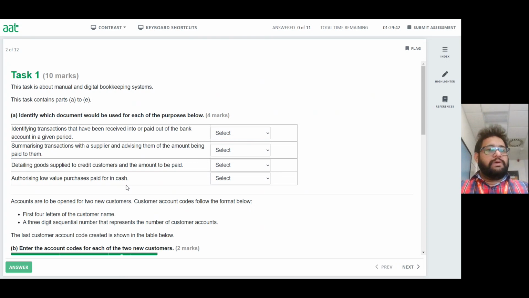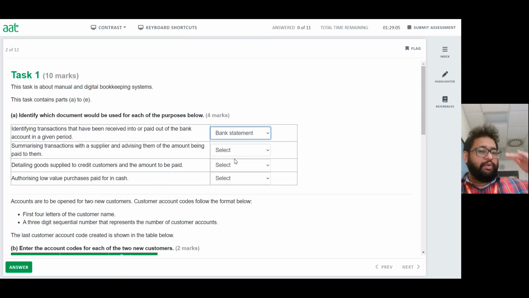So the first one they're asking you is identifying transactions that have been recorded into or paid out of the bank account in a given period. So if you look at that here, you need to look at whether it's paid into or out of your bank account in a given period. So here on my drop-down menu, I have a much more suitable answer of a bank statement. Your bank statement will show you your money ins and outs of your bank account. That is from the bank's perspective.